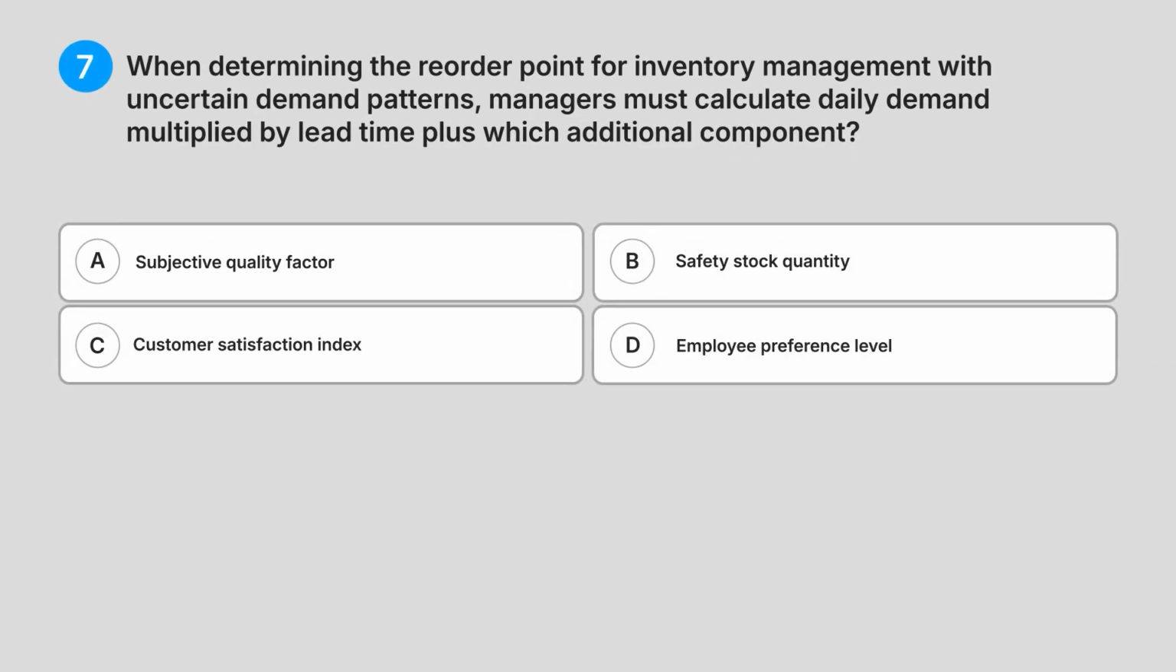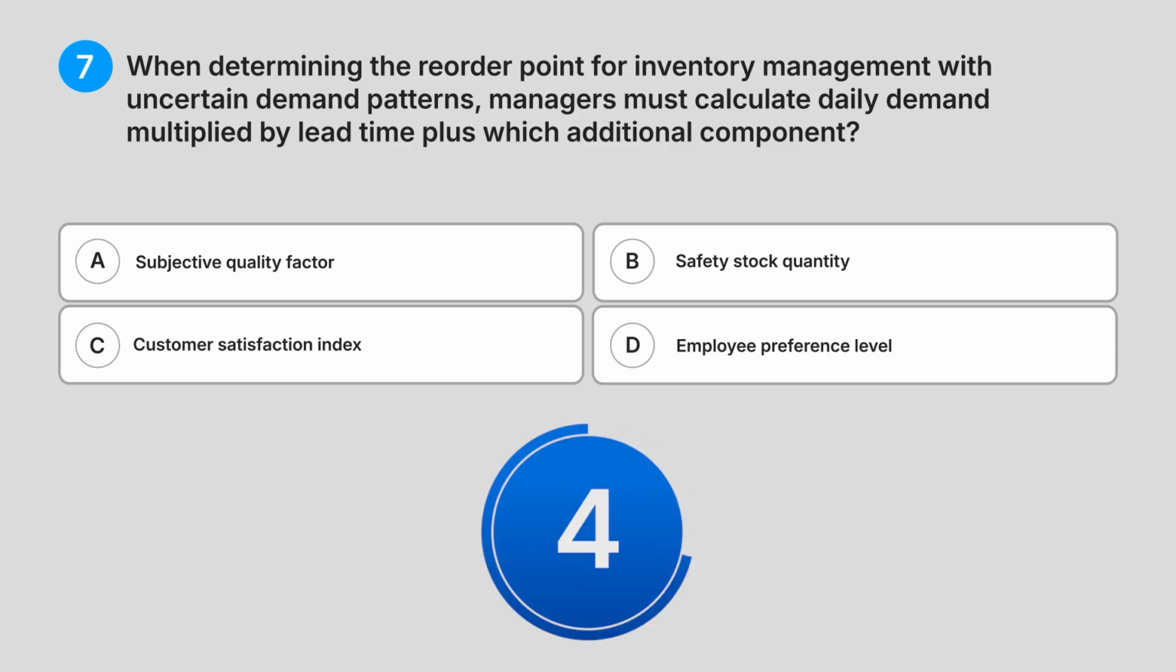7. When determining the reorder point for inventory management with uncertain demand patterns, managers must calculate daily demand multiplied by lead time plus which additional component? A. Subjective quality factor. B. Safety stock quantity. C. Customer satisfaction index. D. Employee preference level. Can you guess the answer?